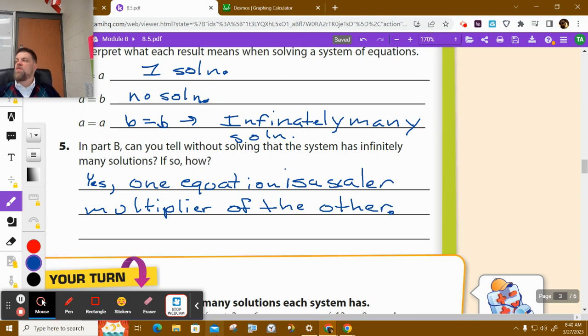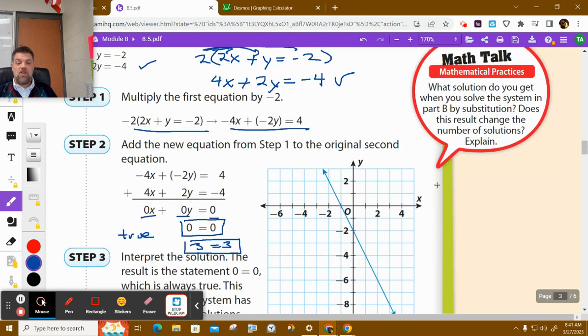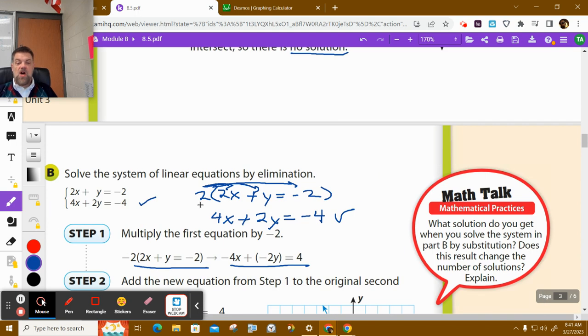So what did we do for that infinitely many solutions? We took the first equation, multiplied everything by a number, and we got a different equation, but when you graphed it, it's the same. That number that we multiplied was what we call a scalar multiplier. I multiplied by 2. In other words, if I took this whole equation and multiplied it by 2, 2 is what we call the scalar multiplier. I'm multiplying it by 2 to get the second equation.